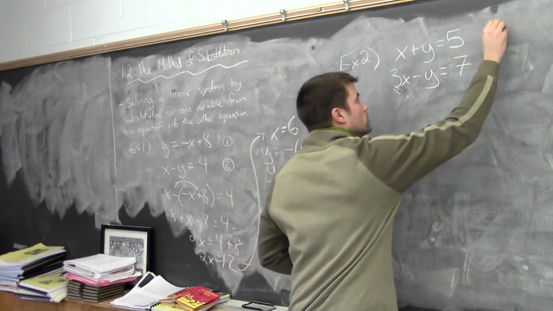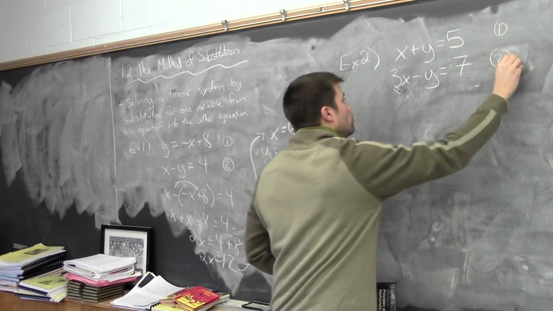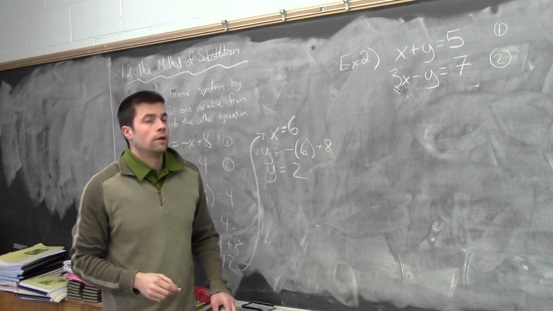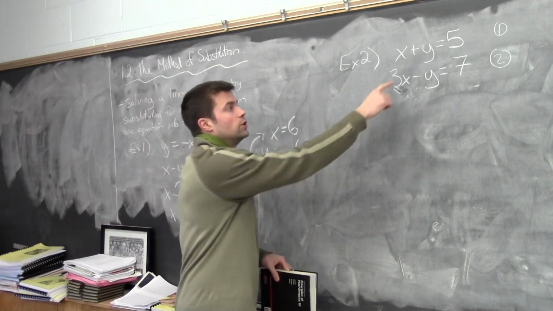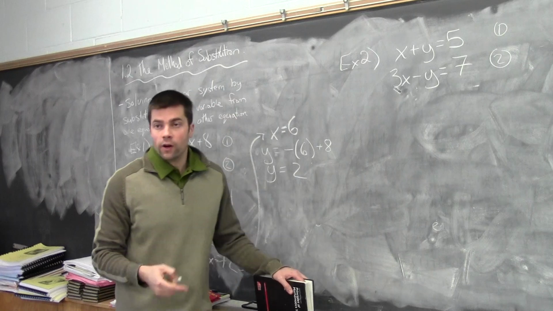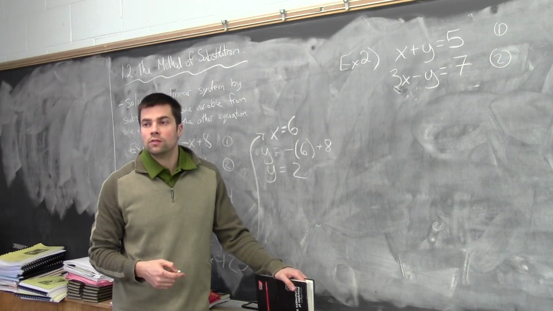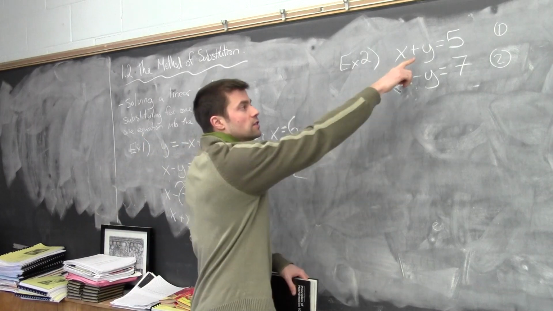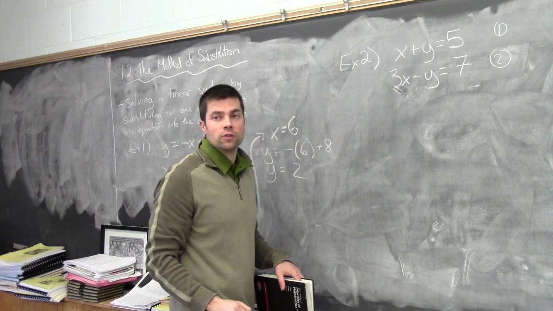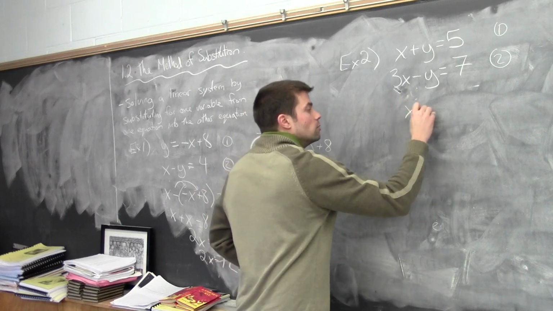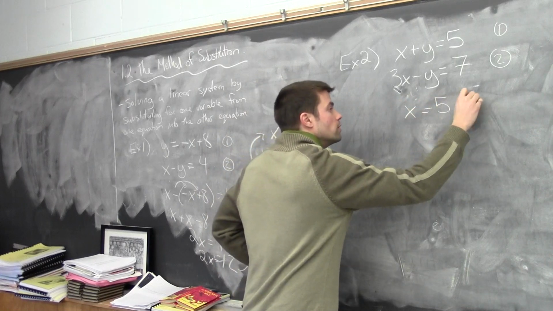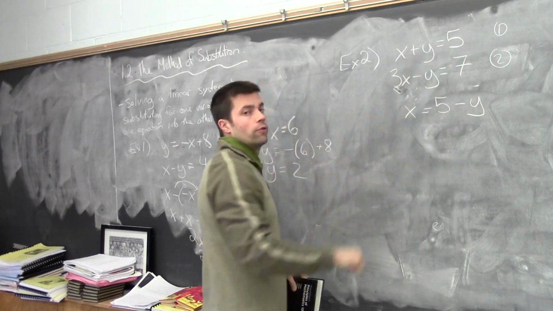Okay, here are my two equations, 1 and 2. So I get to choose now not only which variable I want to substitute, but which equation I want to use. Well, let's use x this time. So I'm going to solve for x in the first equation. I'm going to say x is equal to 5 minus y. I've just moved that y over.